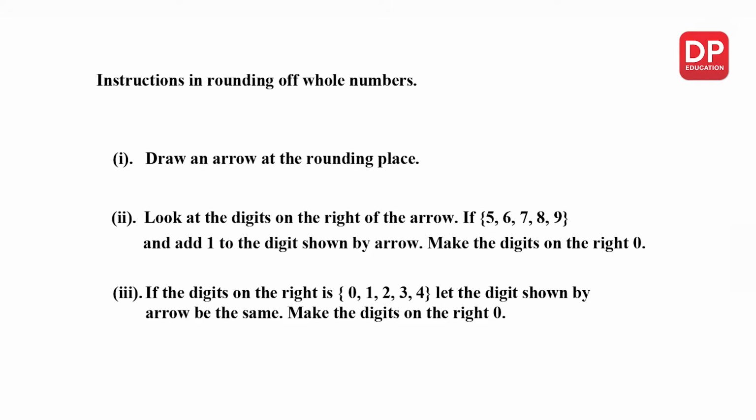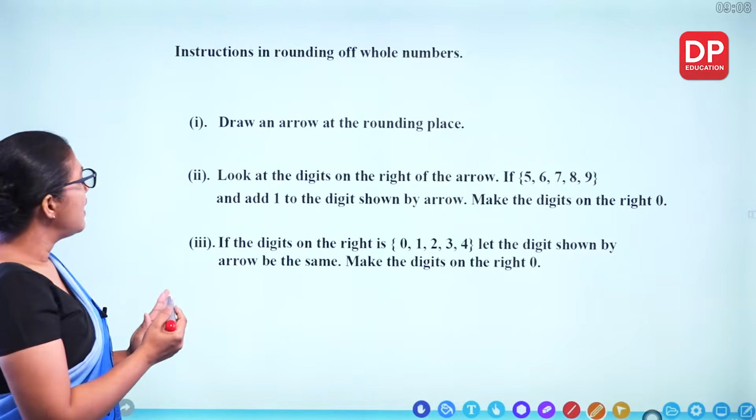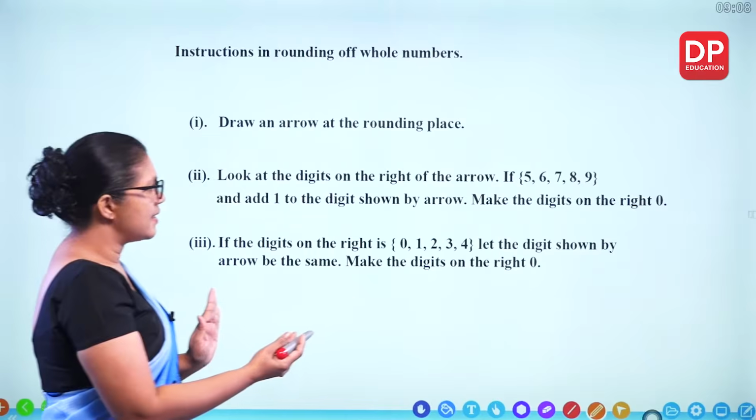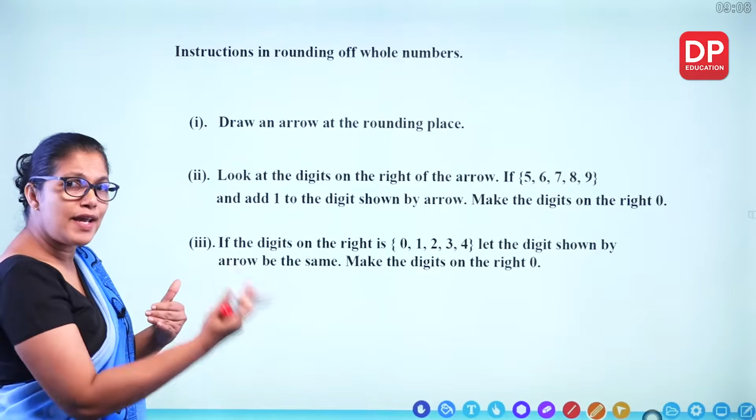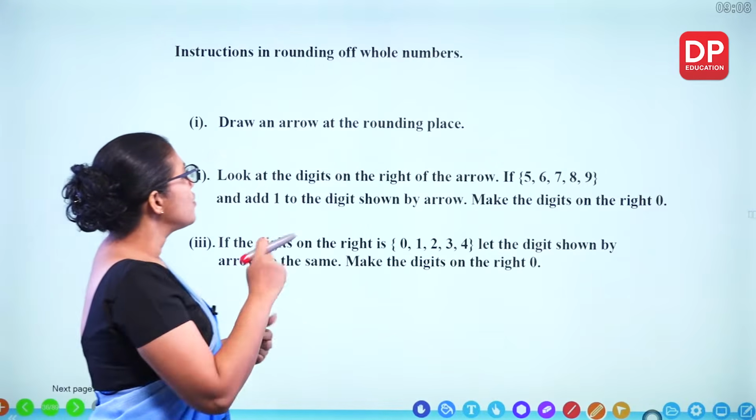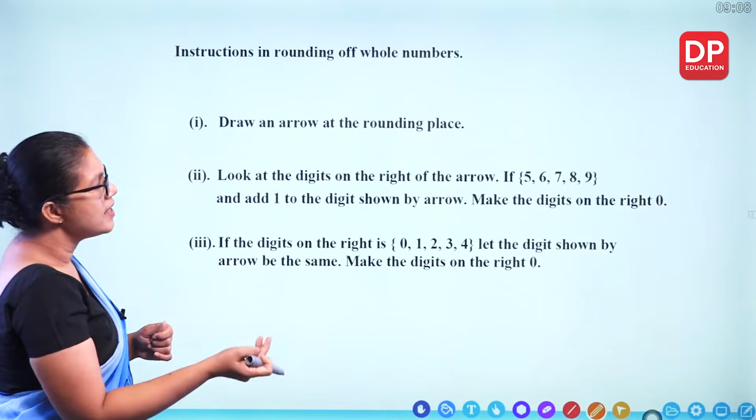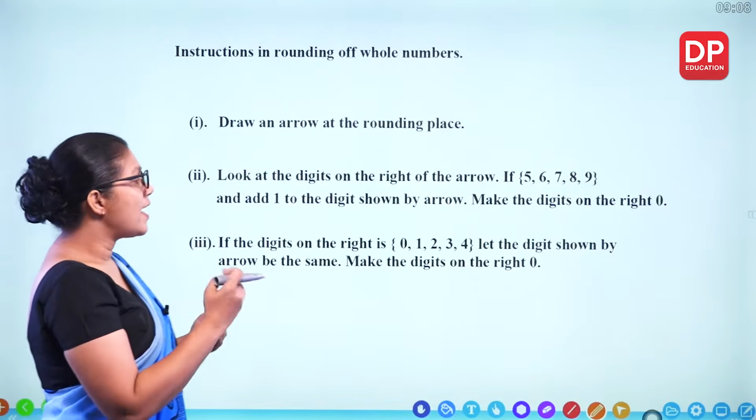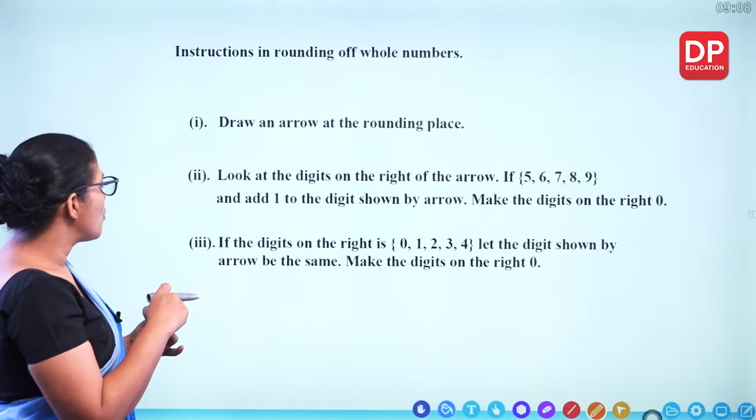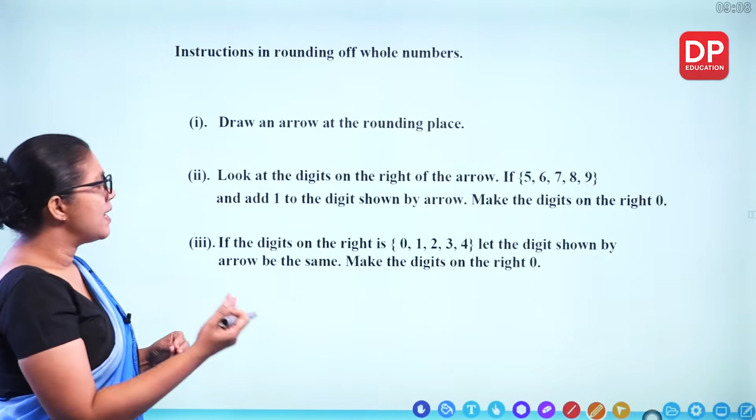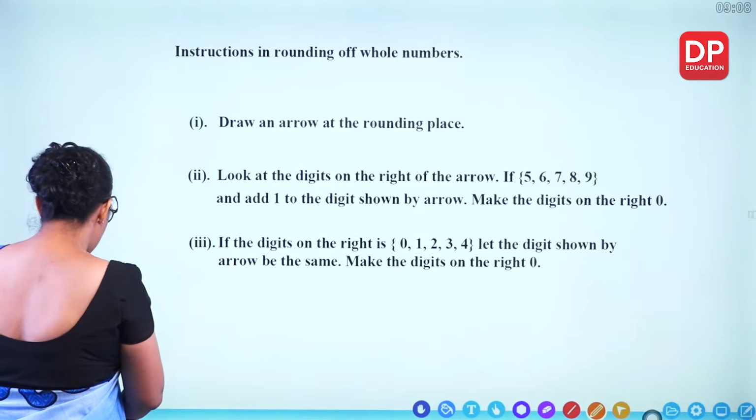So what are the instructions in rounding off whole numbers? Draw an arrow at the rounding place. Then look at the digit on the right hand side of the arrow. When you get 5, 6, 7, 8, 9, which is more than midway, you add 1 to the digit shown by the arrow and make the other digits on the right 0. If the digit on the right is less than 5, that is 0, 1, 2, 3, 4, let the digit shown by the arrow stay the same and make the digits on the right 0. So we'll use these instructions to round off a value.